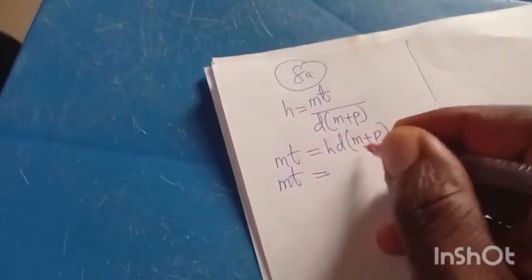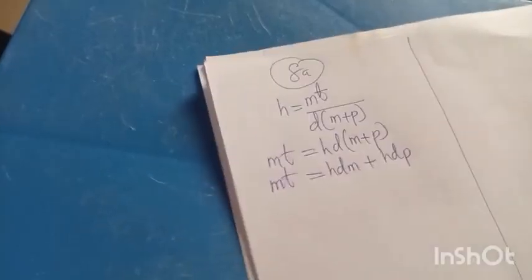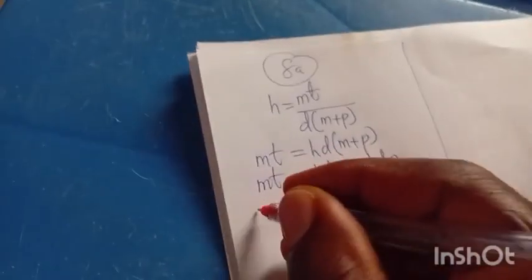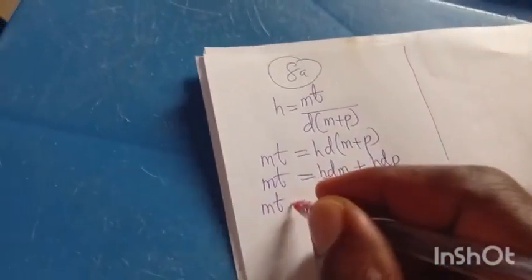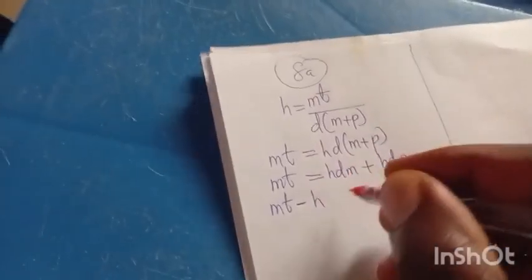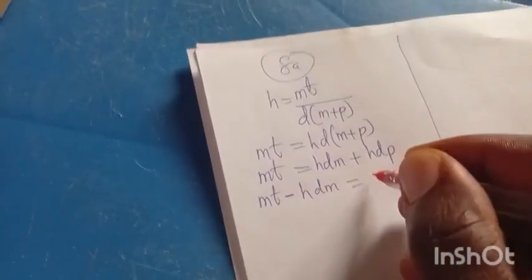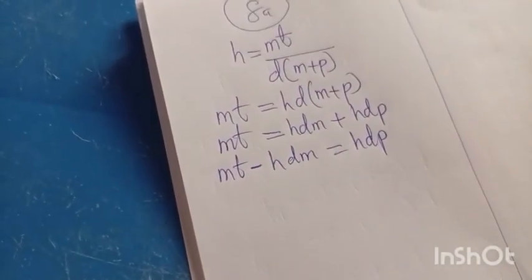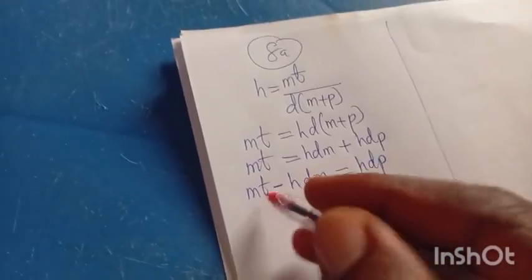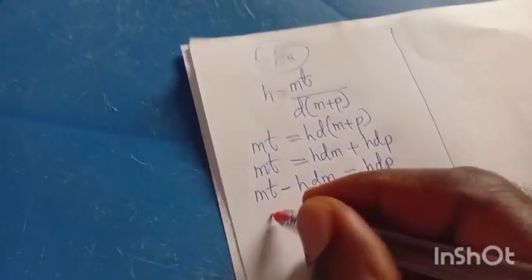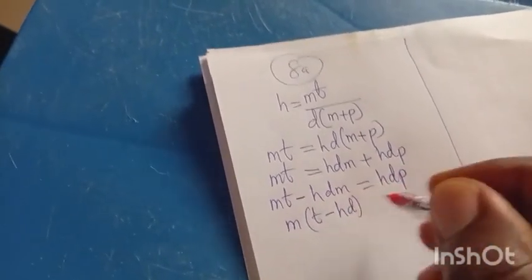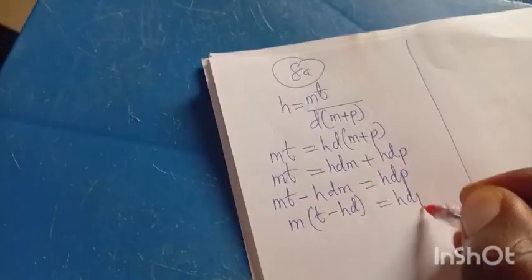MT equals HDM plus HDP, right? Alright, now since our focus is M, let the M terms come to one side. MT minus HDM equals HDP. You know this one we turn to minus. Are you getting it? Equals HDP. So with that, what will I have next? M is now common. Factorize your M. M in brackets T minus HD equals HDP.